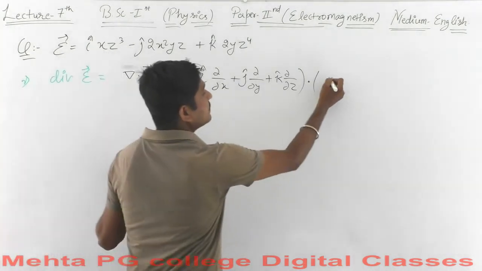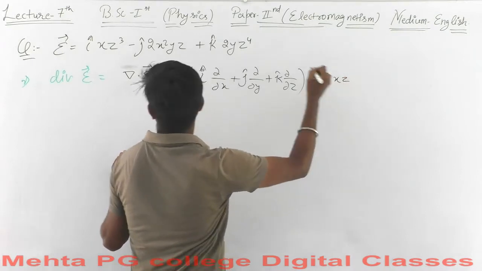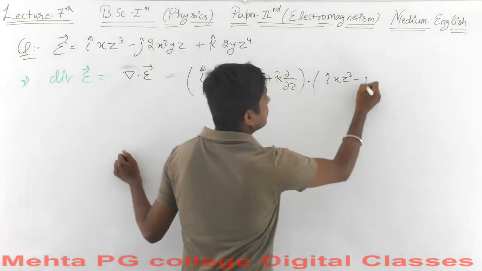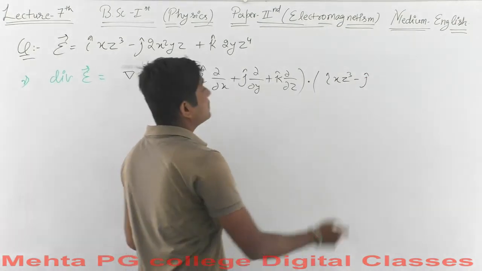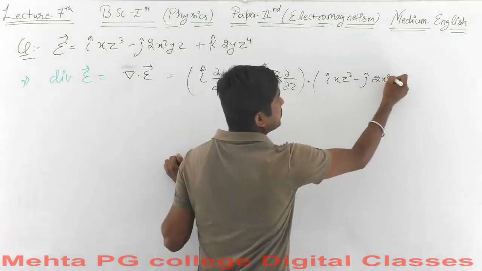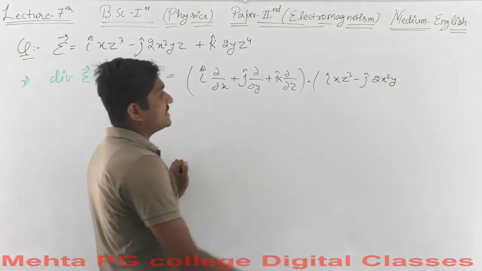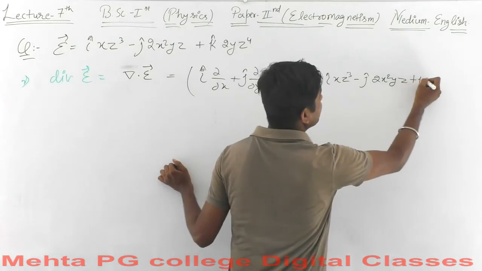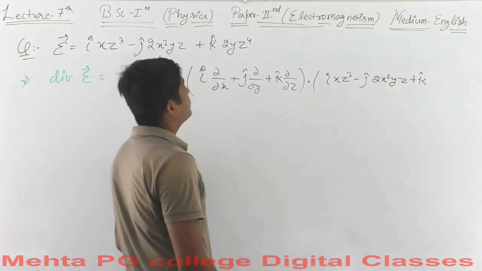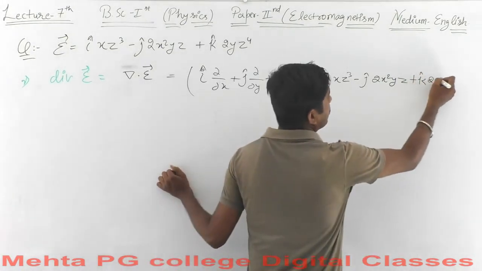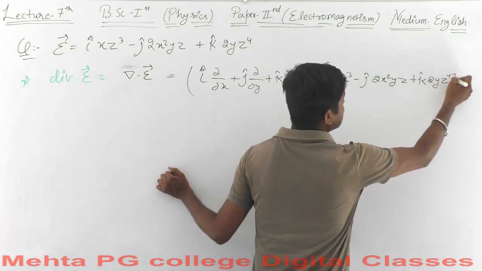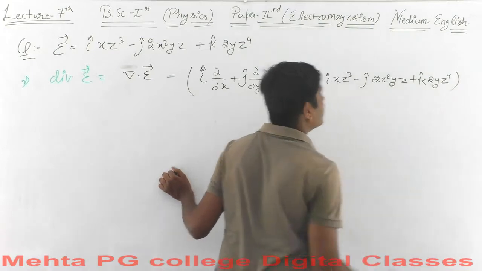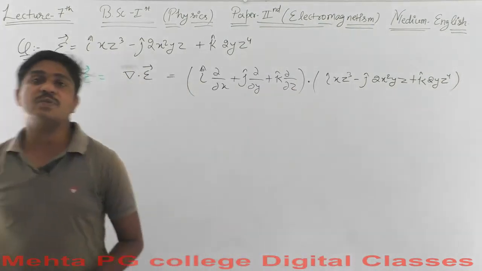i cap x z cube minus j cap 2 x square y z plus k cap 2y z raised to power 4. So let's operate with the dot product.